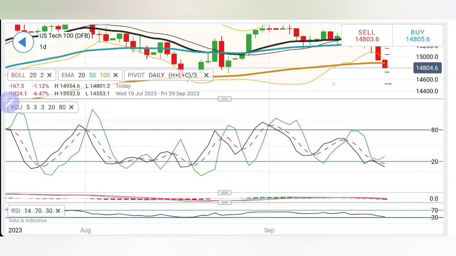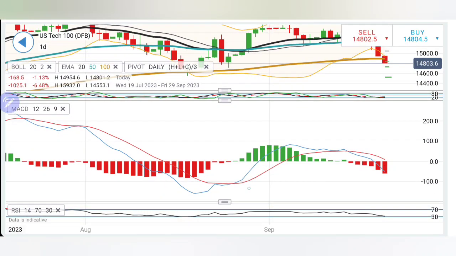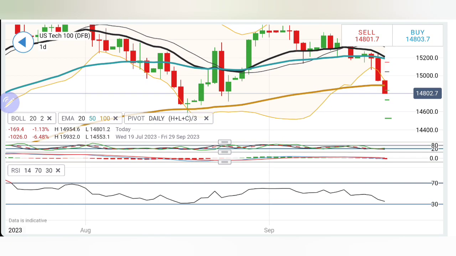We have to be watchful. Stochastic oversold, MACD divergent and bearish, RSI is looking down. So considering this, I will recommend you to buy Tech 100 today only above 14,860 levels. Once it stays above 14,860, you can initiate a buying entry and expect it to rise towards 14,920, 950 levels.